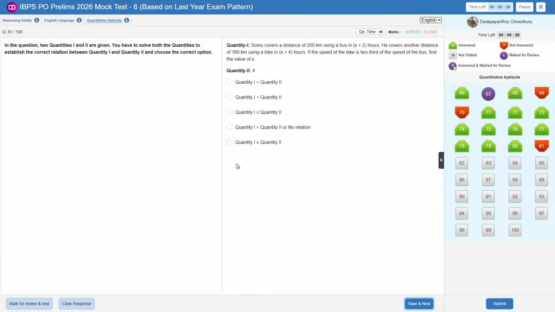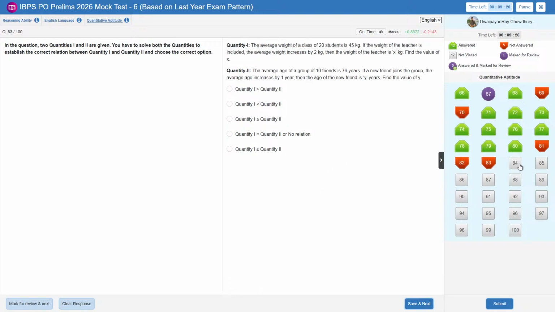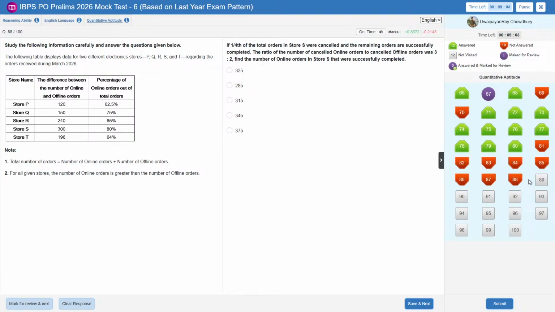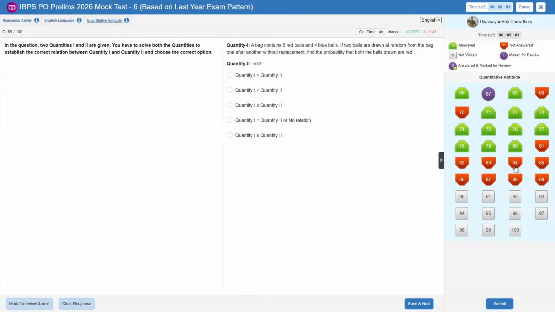Quantity of, okay, SOMO covers distance of 200 using, okay, I will just check them later. Difference between online and offline, percentage of online orders. Yeah. So I can do it, but are the questions very big? No, they are not. Okay.